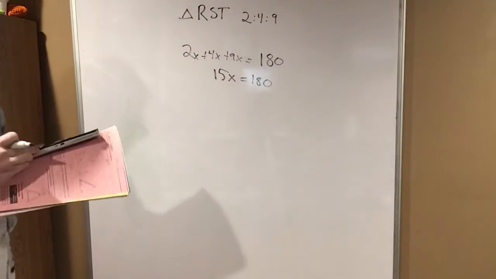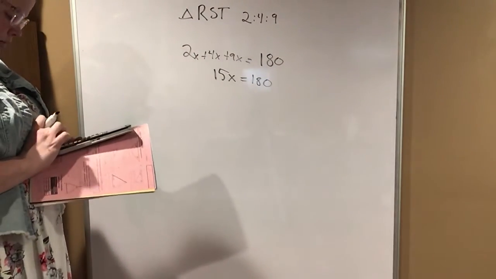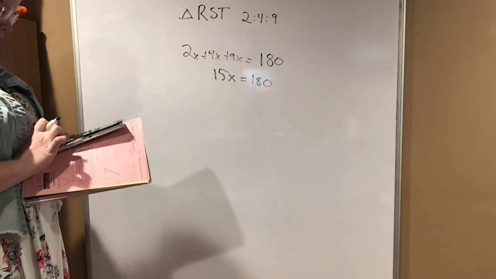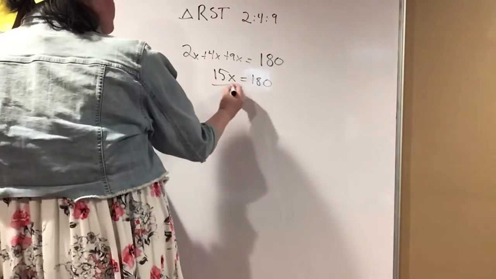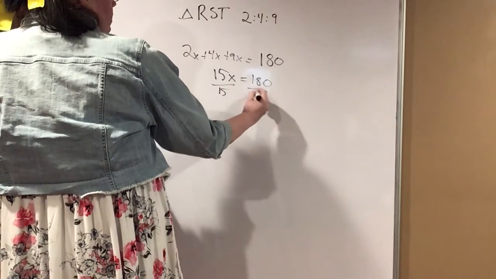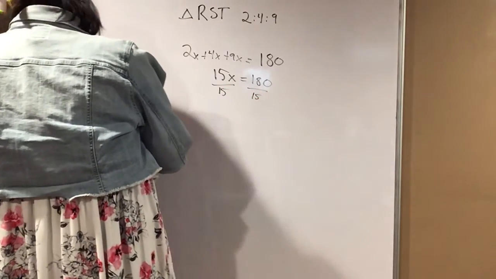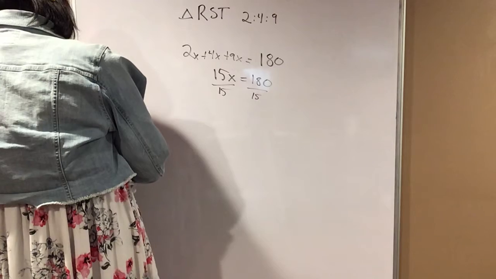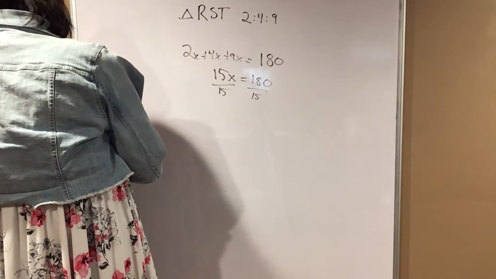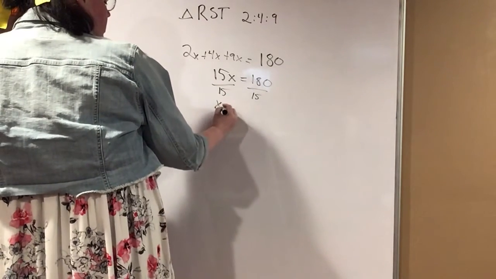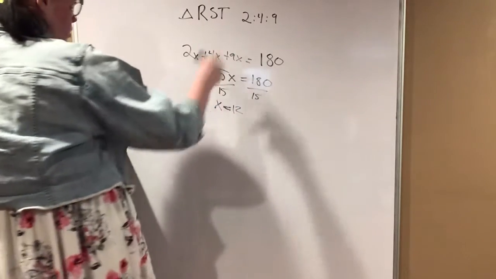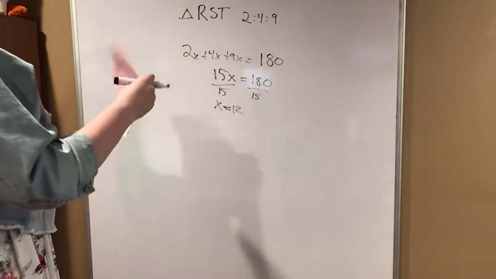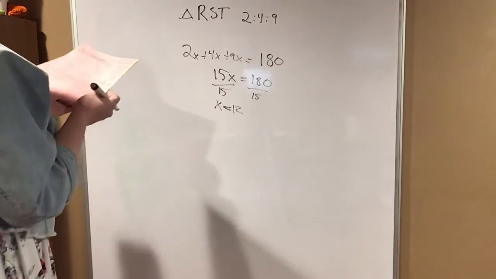Okay, so 2 plus 4 plus 9 plus 15, and then we take this and go 15. I'm going to do 180 divided by 15, and we get 12. So x equals 12, but that's not what they want. They want us to know what are the angles in the triangle. So how do we do that?